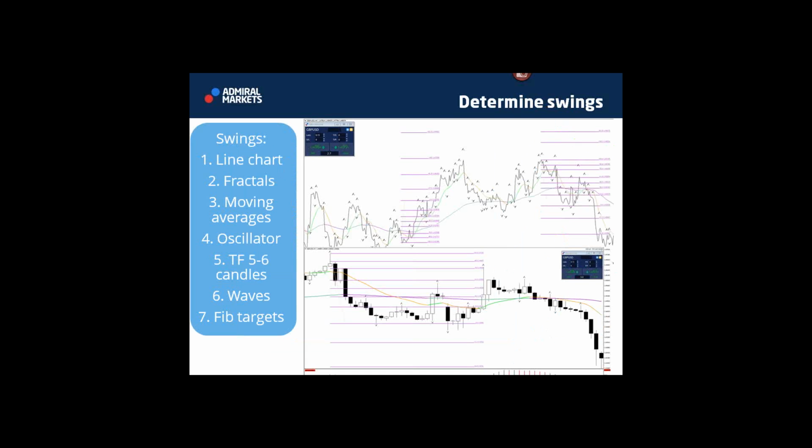I want to quickly talk about swings. I think we've talked about swing highs, swing lows, and defining swings already in previous webinars. But very quickly, some tips to improve swing recognition. And of course, defining the trend and momentum is important in itself. We've had webinars on that separately, so this is not the place to talk about that.